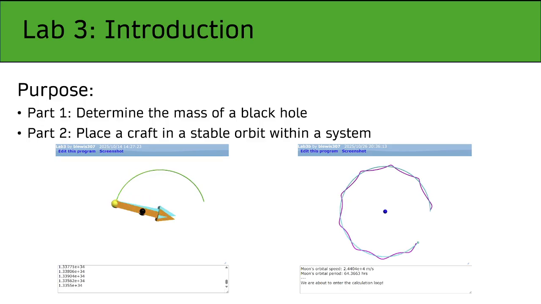So the purpose of this lab is split into two parts. Part 1 was to determine the mass of a black hole given the interaction with a star, and then Part 2 was to place a craft in a stable orbit within a system, or just make a cool pattern.